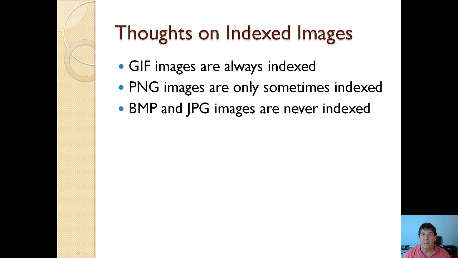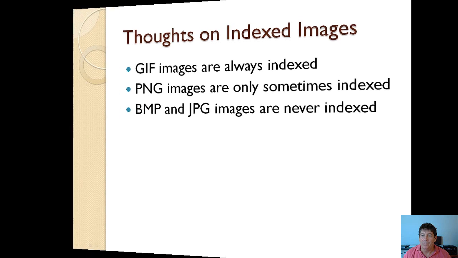So some thoughts on indexed images. The first thing you need to know is that GIF images are always indexed. The second thing you need to know is PNG images are only sometimes indexed, and it really is going to depend on how many colors are in the palette table. If a PNG image is more photographic and has a wide spectrum of colors, using a palette is not going to save you any storage space. So it just won't save it as an indexed image. BMP and JPG images are never indexed. Those file formats actually don't have an indexing mechanism.